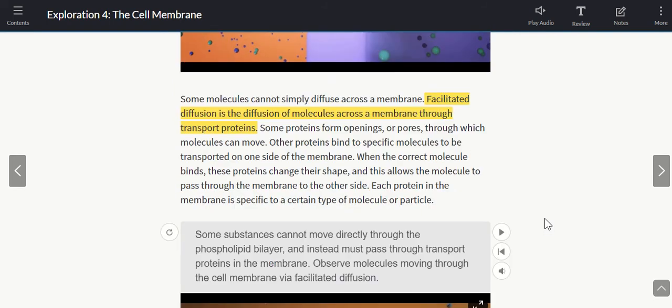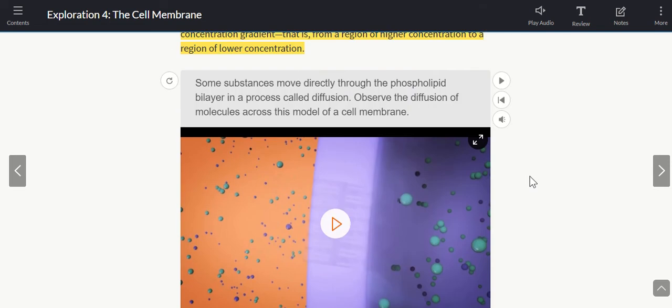Now, some molecules cannot simply go through the membrane because they're too big. And so they need a special gate to get through. And when that happens, we call that facilitated diffusion. Now I'm going to scroll back up here for just a second.